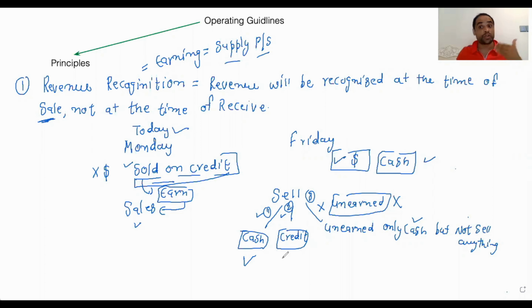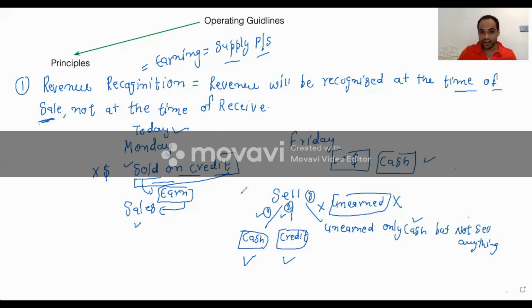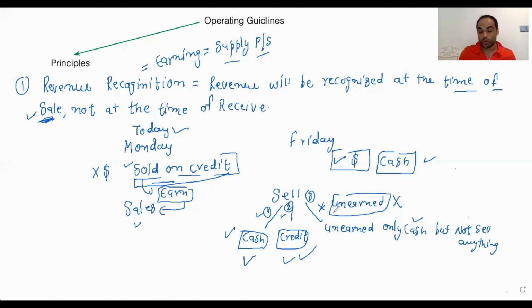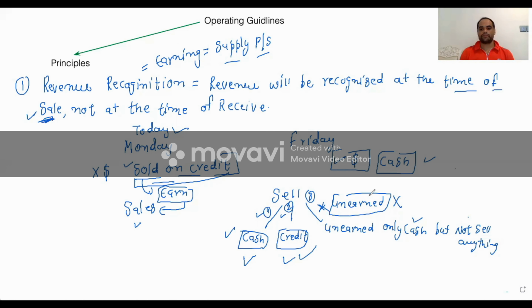This is your sales because you deliver product and service. Second, also deliver product and service. So time of sale. Time of sale. Did I sell? Yes. Did I sell? Yes. Did I sell? No. So I will not record as a revenue. So understand? Yes. Thank you. Any question or move on?